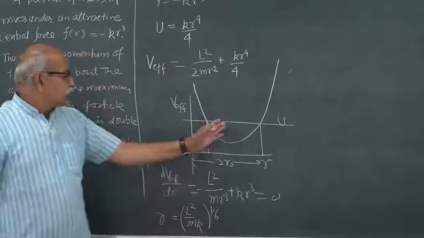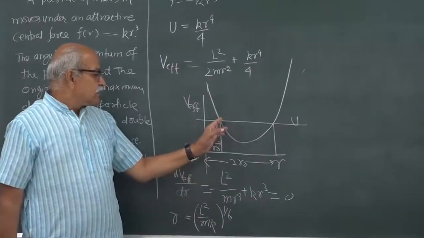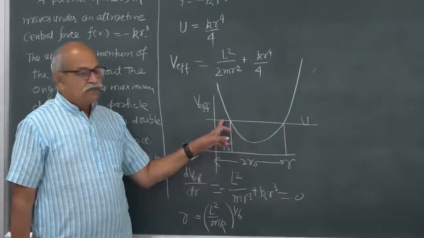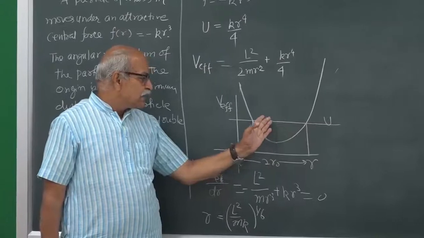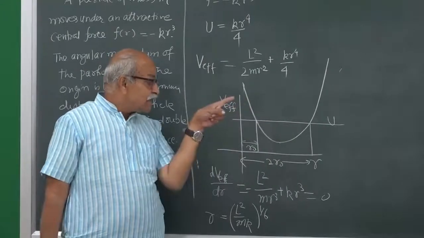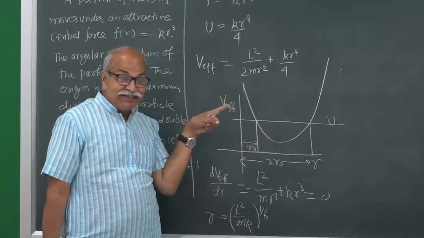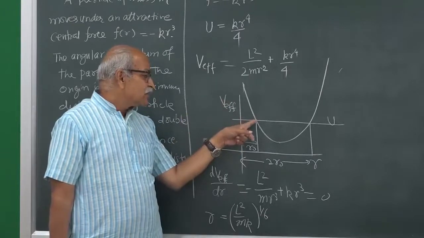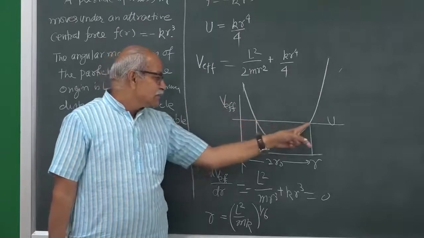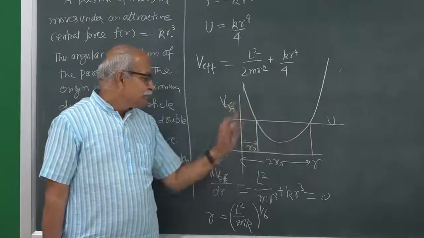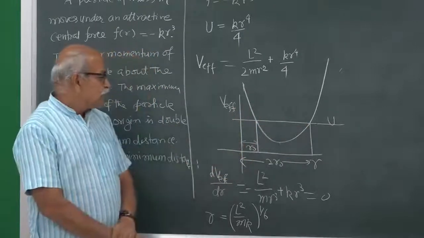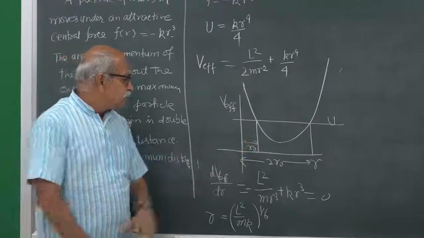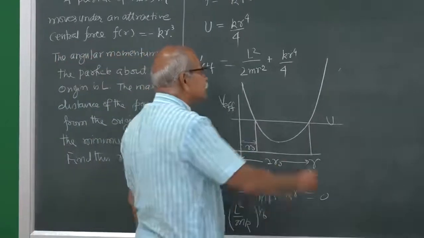Okay, if this is the total energy, then the particle cannot come this side and cannot go that side. It has to remain in this region, so that half m r dot square is always positive, it cannot be negative. Here that r dot is 0, here this r dot is 0. So, these are the situations. You have to find the value of r naught. How do I get that?